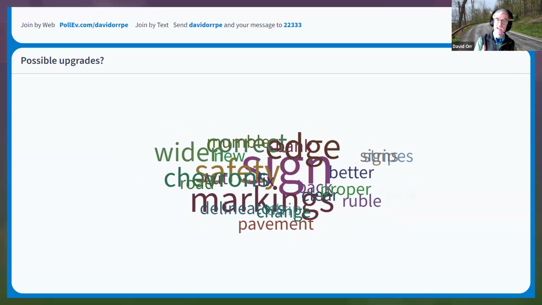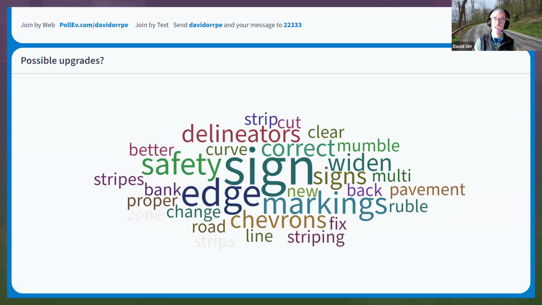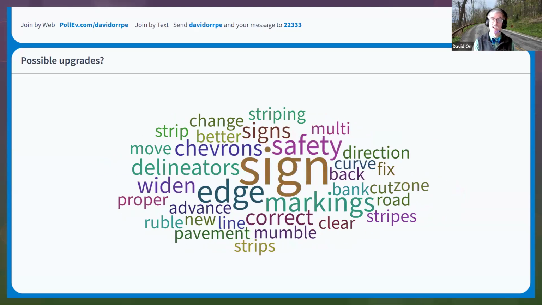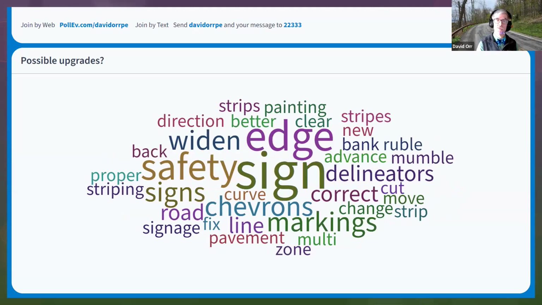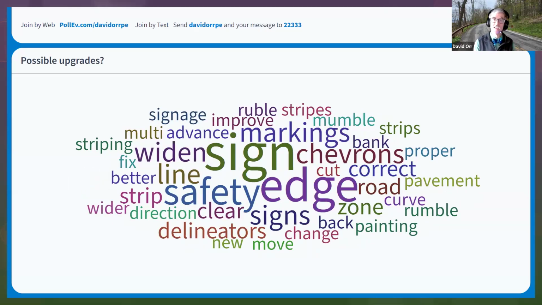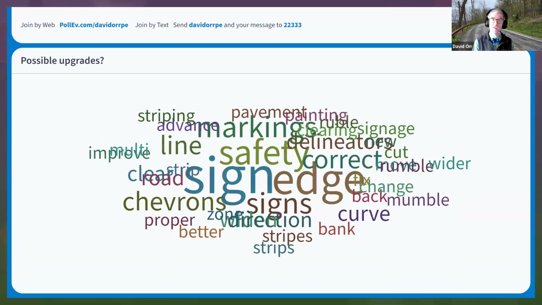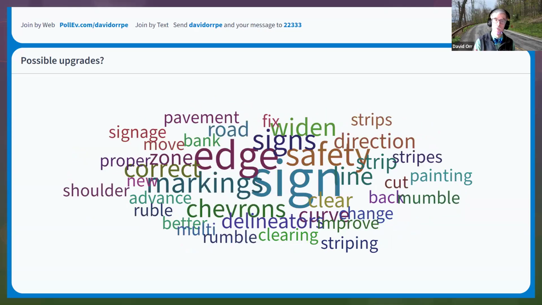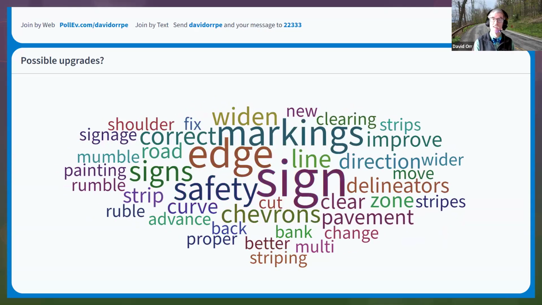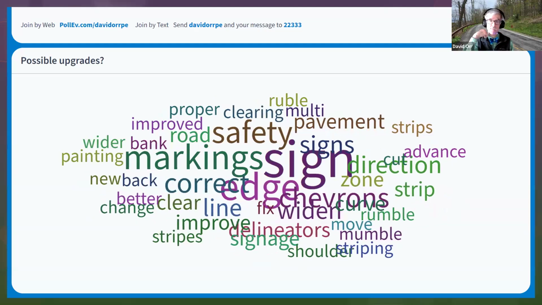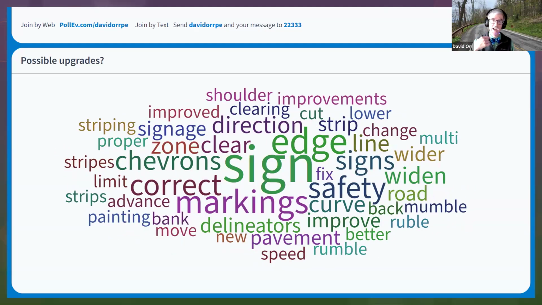Okay, safety edge, better signs, improve the markings, maybe think about rumble strips. Okay, that's a possibility. Okay, possibly a wider shoulder on the inside of the corner. Okay, good. Delineators of some type. Okay, adding in stripes.